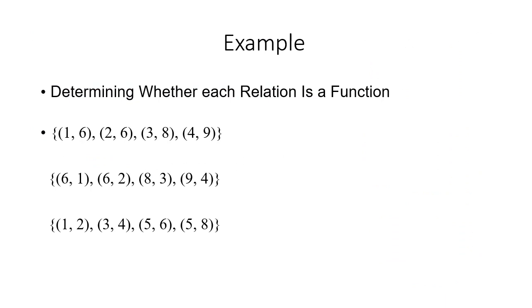So let's see the example and let's determine which relation is a function. So the first one is a function, we don't have any issues. Now the second one is not a function because 6 is related to 1 and 2, and the third one is not a function because 5 is related to 6 and 8.